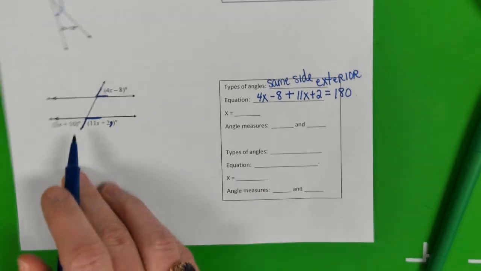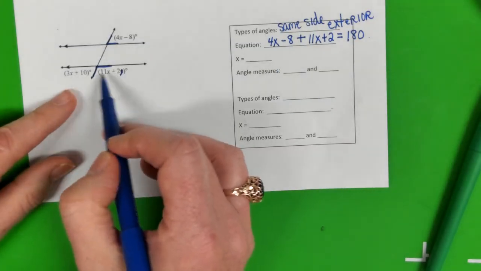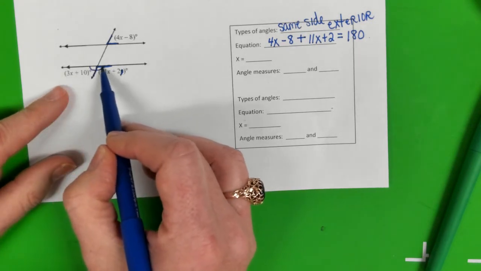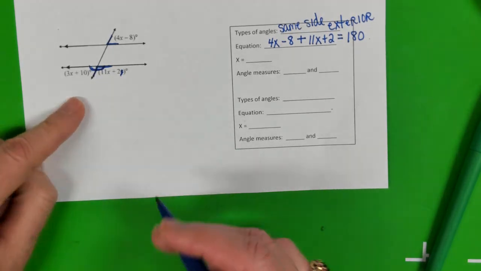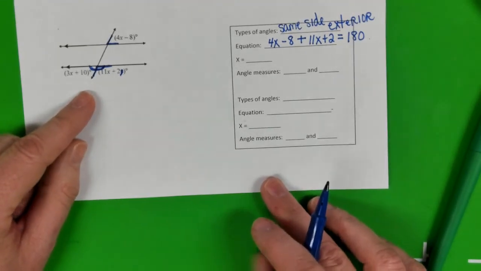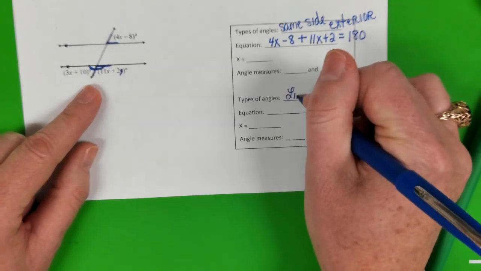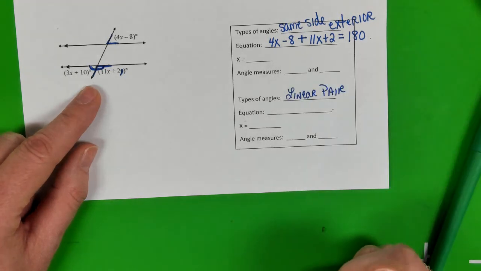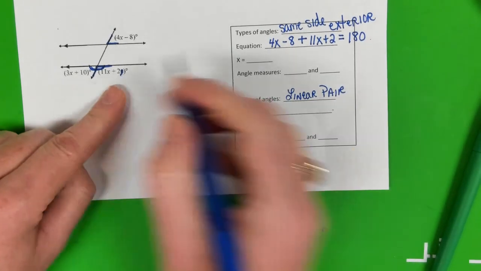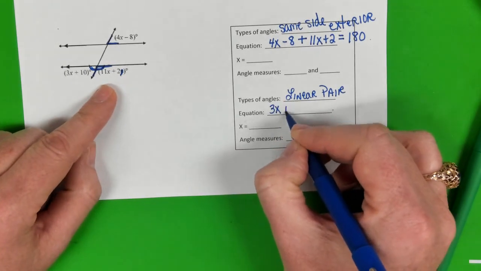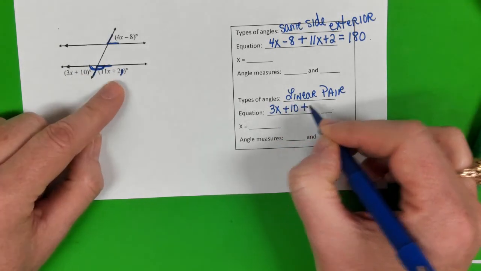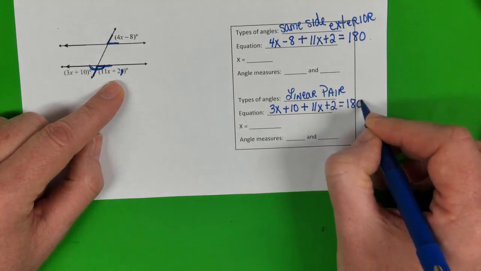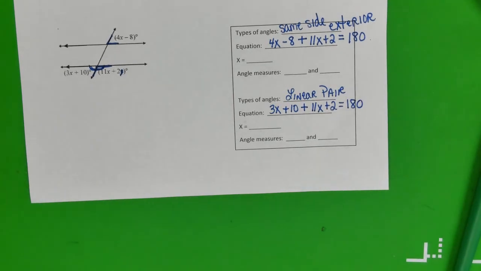Okay, now let's look at these two angles. Okay, these two angles, if we look at it in this way, we notice that they are supplementary because they are on a straight angle. They are an example of a linear pair. Okay, and so how do we write the equation? We're going to add them together. 3x plus 10 plus 11x plus 2 equals 180. And that's it. That's how we would write the equation.